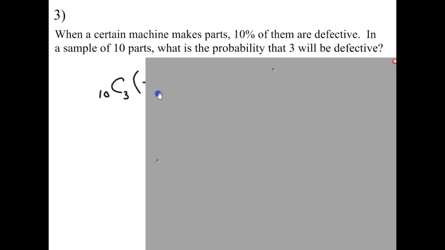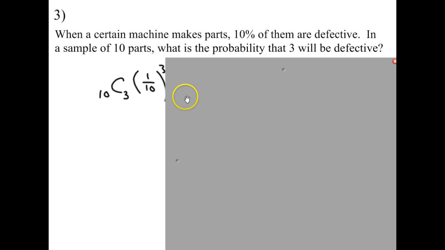So it would be a 10C3. Next, I want the probability of being defective. So that would be a 1/10, 10%. How many of those do I want? What's my exponent supposed to be? 3.